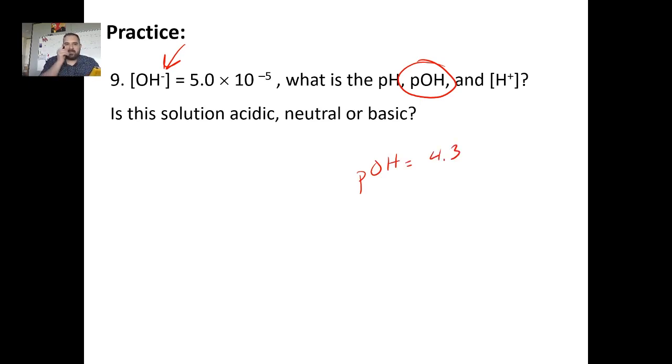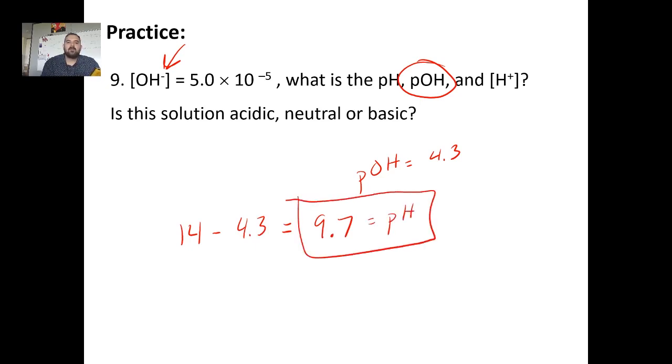What's the next thing we can solve for? What do we plug in to get that? 14 minus 4.3. What does that leave us with? 9.7. And what is that? This is our pH. And then, is this solution acidic or basic? All right, so this is going to be a base.